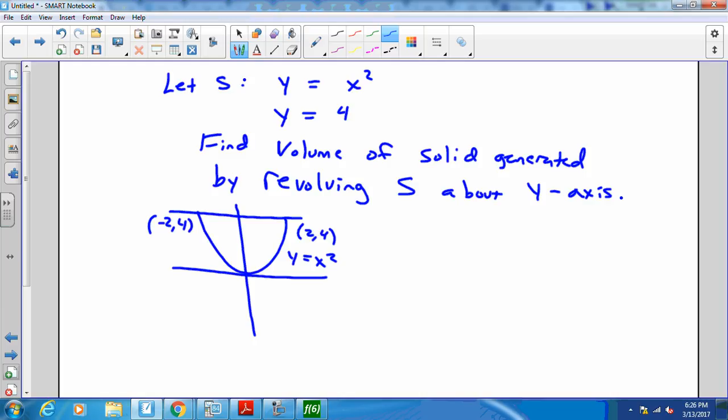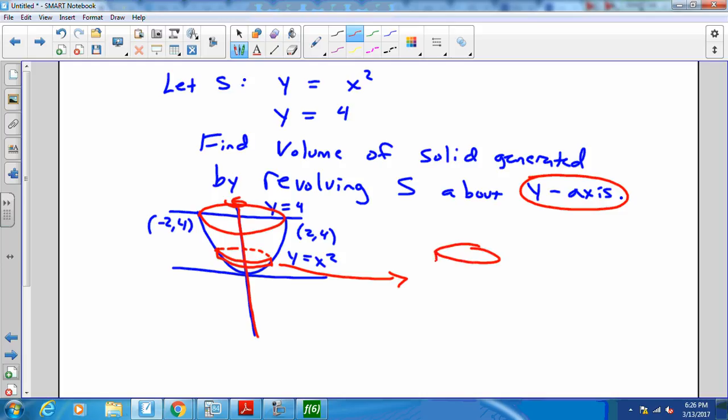We're going to start with a sketch of our region. And here's our region S with intersection points that are well known. Here's the curve y equals x squared, and here's the curve y equals 4. And now we're going to take this region and revolve it about the y-axis. So here's our axis of revolution. That means this entire region is now going to be taken around the y-axis. And when we do, we form kind of a bowl shape like this.